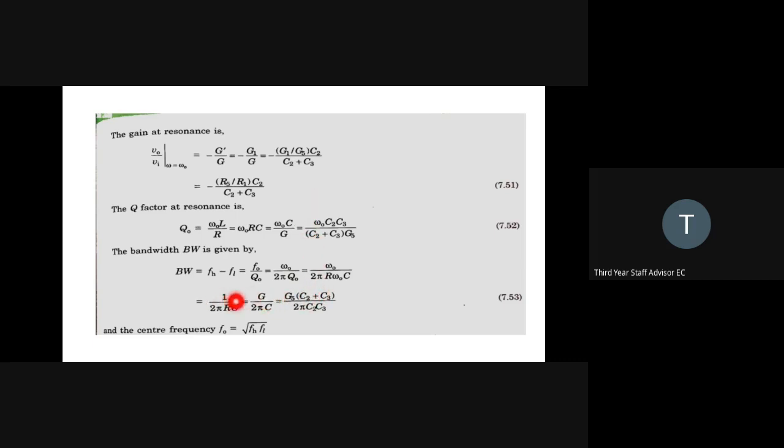So that is the bandwidth equation. And the center frequency you will obtain from this bandwidth; center frequency is equal to the square root of FH into FL. So in the case of bandpass filter, you have to study the equations. Quality factor Q will be equal to omega 0 into C2 C3 divided by (C2 plus C3) into G5. Also bandwidth will be equal to G5 into (C2 plus C3) divided by 2 pi C2 into C3. For design purposes, these equations will be useful. Either you assume one of the capacitors and design for a particular center frequency, and center frequency is root of FH into FL. Okay, that's all about this bandpass filter.